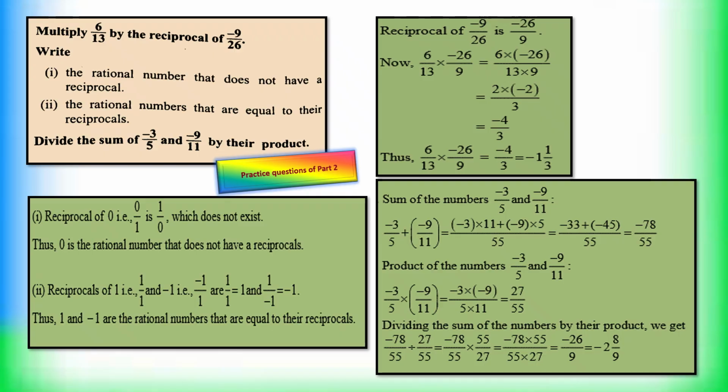Last one, divide the sum of minus 3 by 5 and minus 9 by 11 by the product of these two. So first find the sum and then find the product and divide. What by what should be checked here. First, whatever you obtain is minus 78 by 55. That sum is divided by 27 by 55, because 27 by 55 is the product. So ultimately the answer is minus 2, 8 by 9.